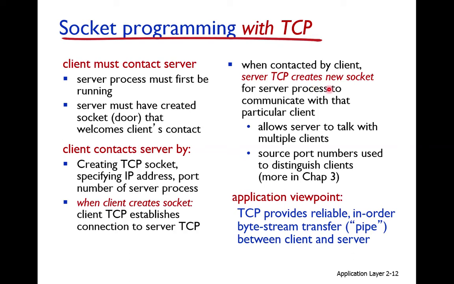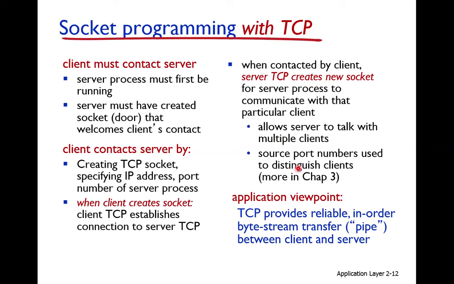And this second socket, which is created when the client request arrives, is a new socket the TCP server creates for the client. For each client, it creates a new socket. So for the server process to communicate with particular clients, this allows a server to talk with multiple clients. So how does the TCP server talk to multiple clients? For each client, it creates a new socket.